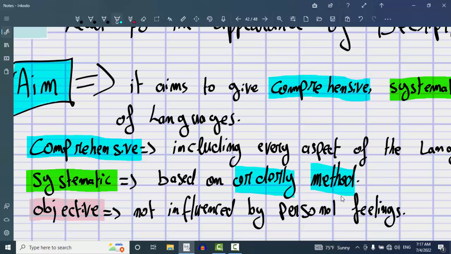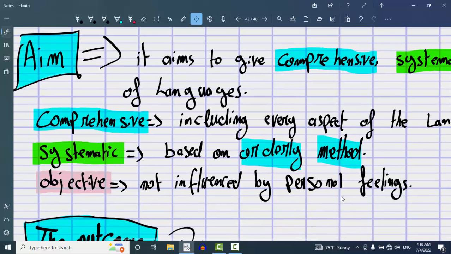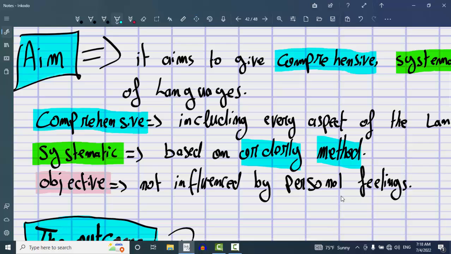So the descriptive approach is systematic. It means that it follows certain steps in a certain order and it is also objective. Objective means it is not influenced by feelings or by personal feelings.